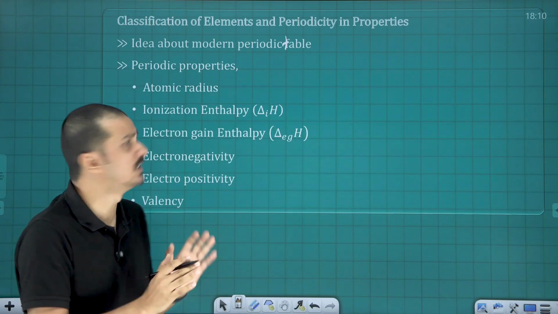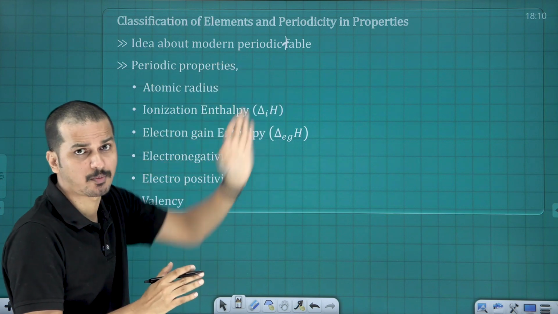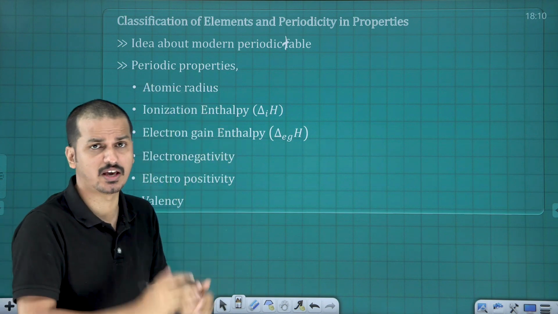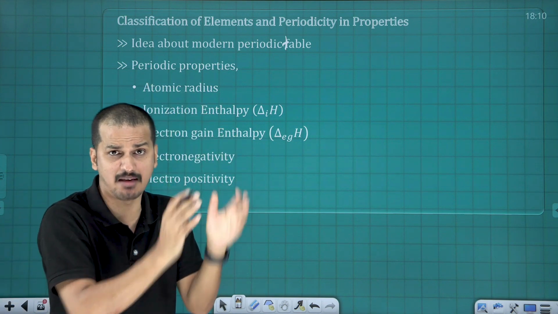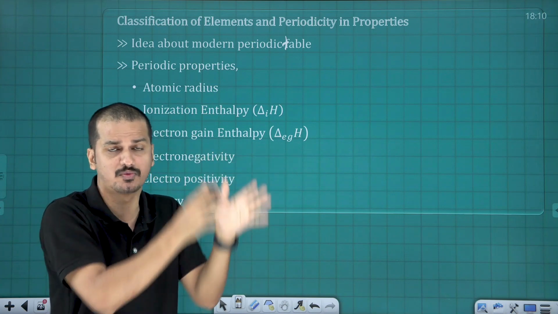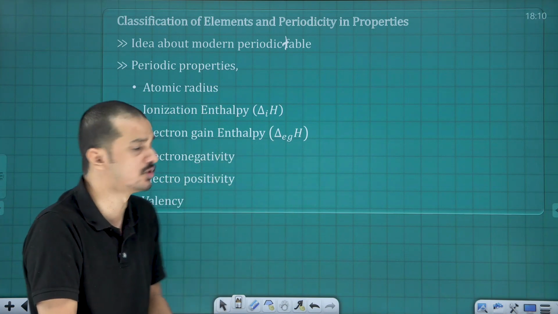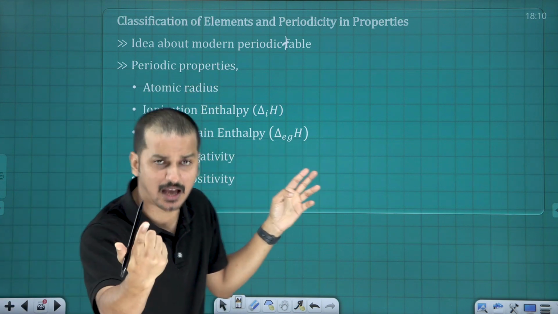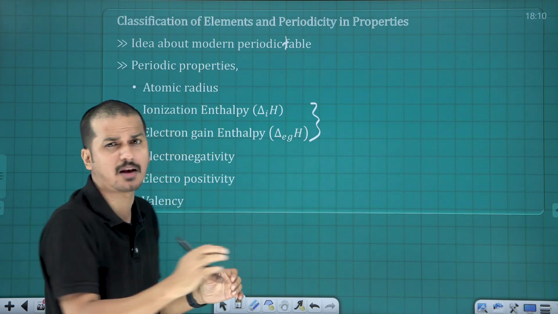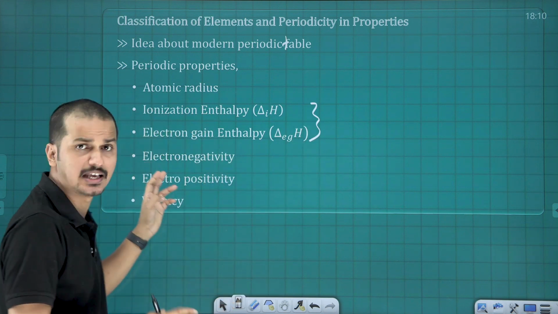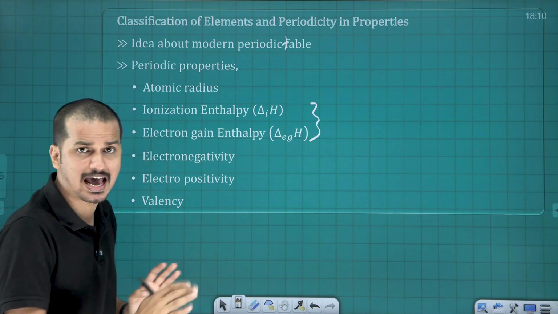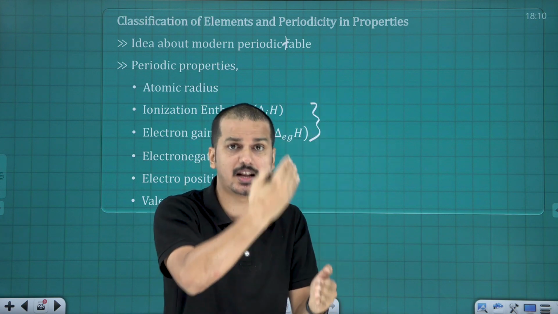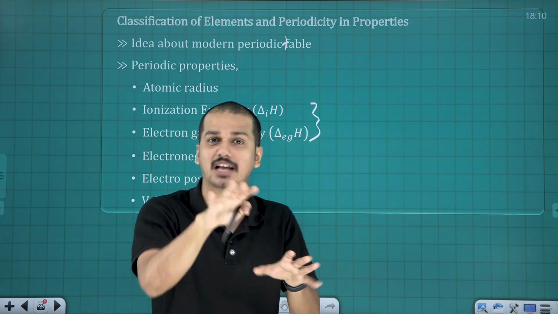Next, we have to look at classification of elements and periodic properties. The important concept in this chapter is the modern periodic table. If they give an element with atomic number 73, where exactly does it belong, what's the group, what's the period, that kind of idea we must know. Then periodic properties like atomic radius, ionization enthalpy, electron gain enthalpy. Especially ionization enthalpy and electron gain enthalpy are very important. Then electronegativity, electropositivity and valency, how these properties vary along a group and along a period, we also have to focus on.